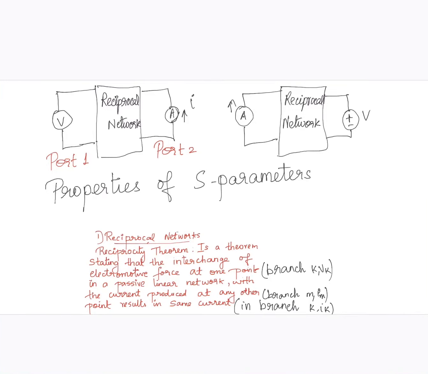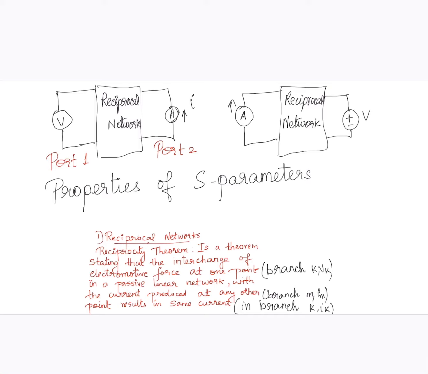This video discusses the properties of S parameters. The first property is related to reciprocal networks. A reciprocal network is defined as one which satisfies the reciprocity theorem.